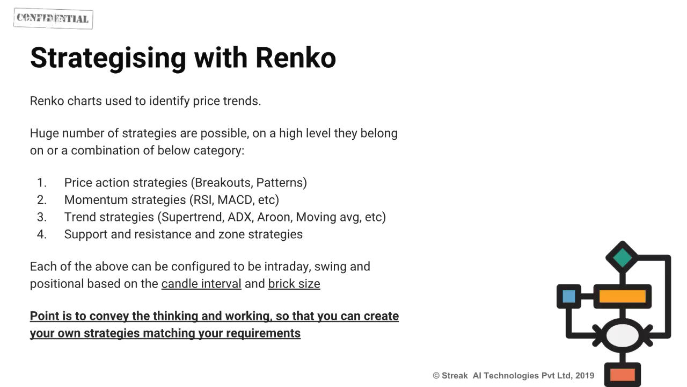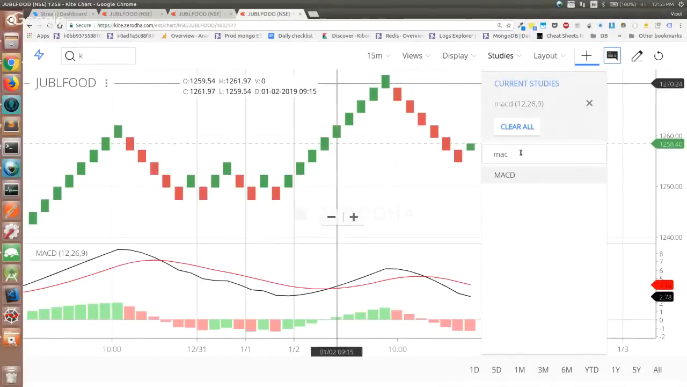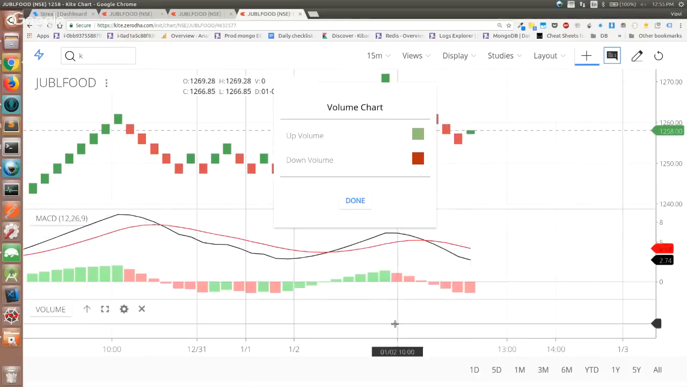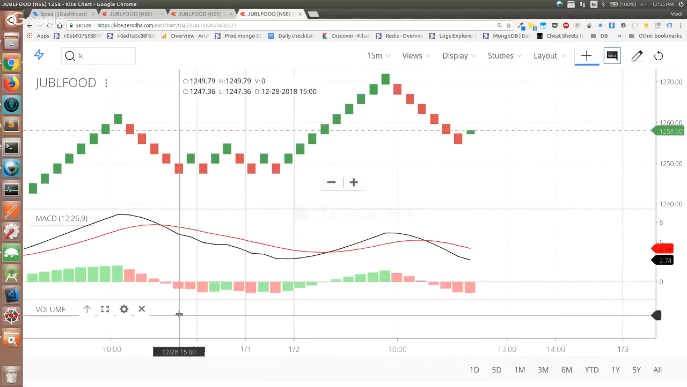Now, because Renko is used to identify price trends, I am clearly mentioning it's not momentum trends, it's not long term trends, it's just price trends. The reason behind that is Renko doesn't account for volumes. So if you plot volume on a Renko chart, you will just get a flat line. There is nothing, no volume bar being shown down here, if you can see.